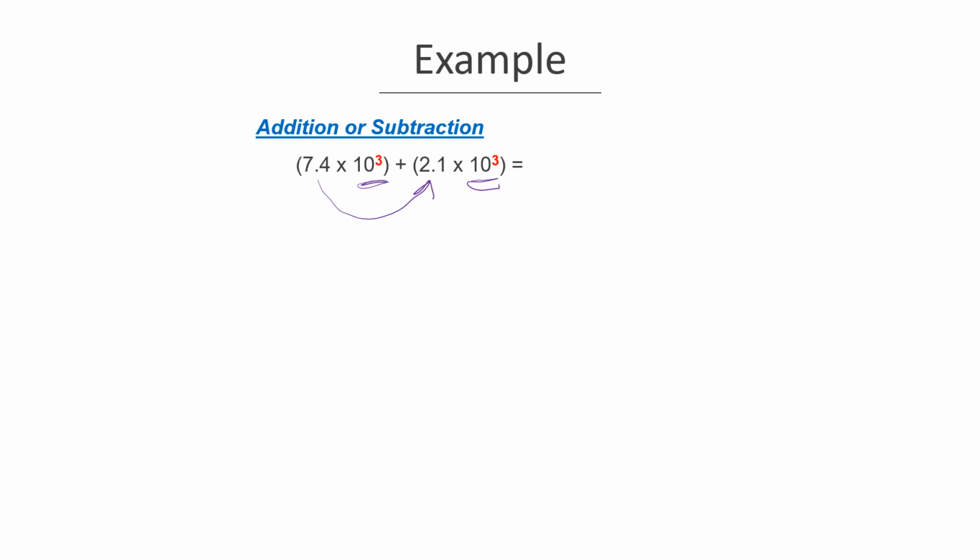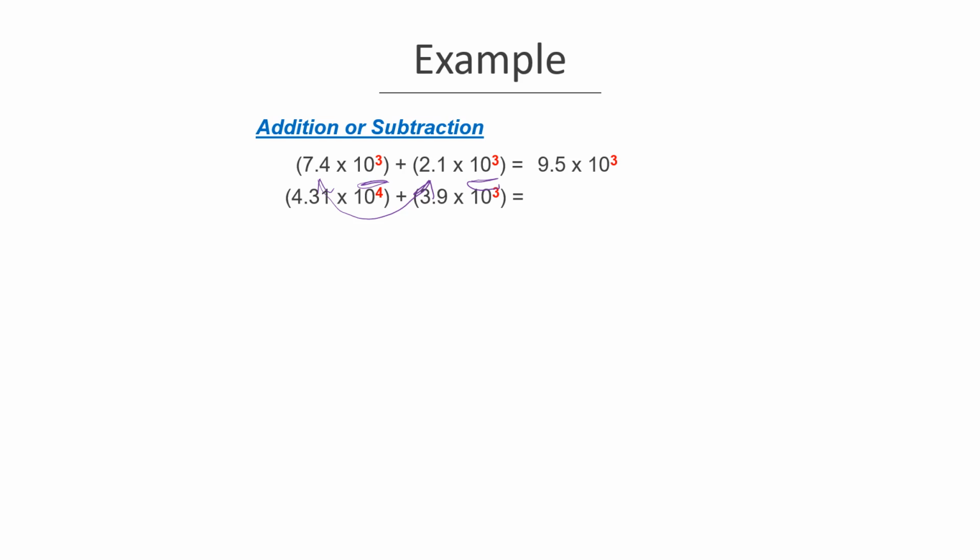Now let's take a look at an example on how to write the correct scientific notation. Here we have addition or subtraction. The value given is 7.4 times 10 to the power of 3 plus 2.1 times 10 to the power of 3. Here we have the same power, 10 to the power of 3, so we can add the two values. We get the answer 9.5 times 10 to the power of 3.